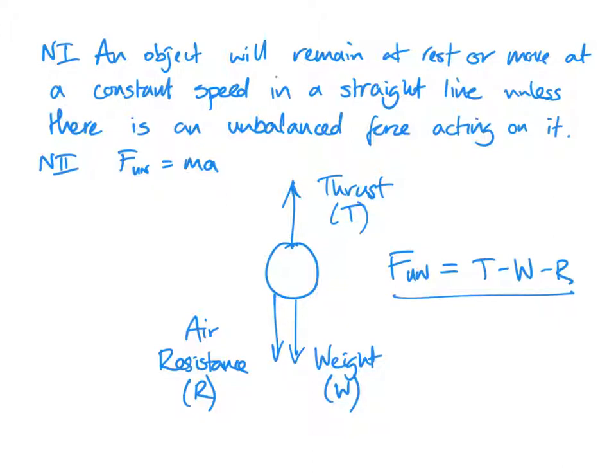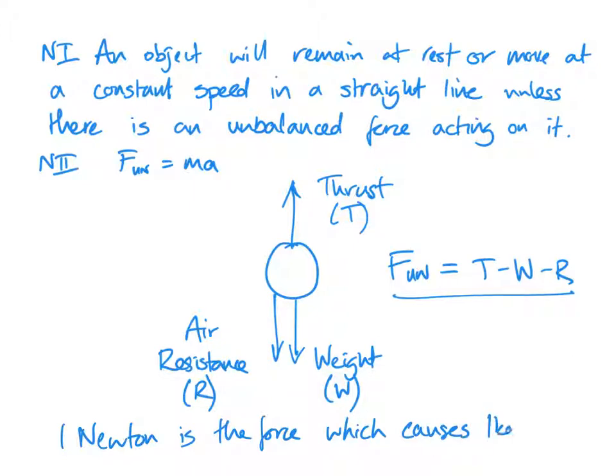So if this was a rocket taking off like that, we'll look at some worked examples over the next few slides. Before we look at the worked examples, one other definition we need is the definition of the Newton. Using this formula, F_un equals ma, we get the idea that 1 Newton is the force, and if you look at the right hand side of the formula, ma, which causes 1 kilogram to accelerate at 1 meter per second squared.